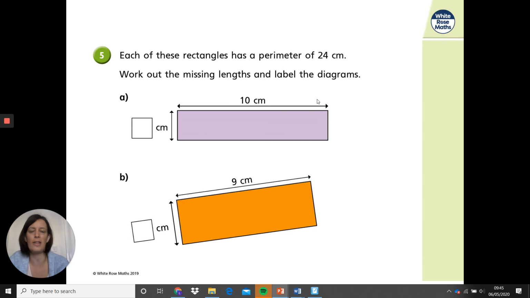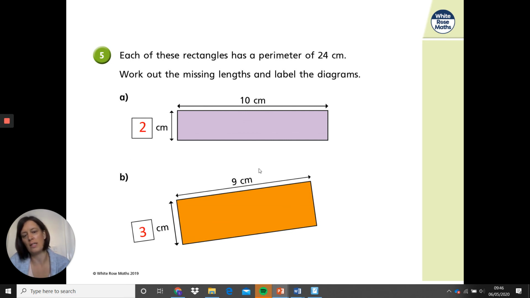So if we do this side, that's 10. And this side, that's another 10. That means we've got 20 just from these two sides. And we've got to have 24. So this side and this side are the last 4 centimetres. So we need to split that 4 centimetres between those two sides. And that will be 2 for each side.